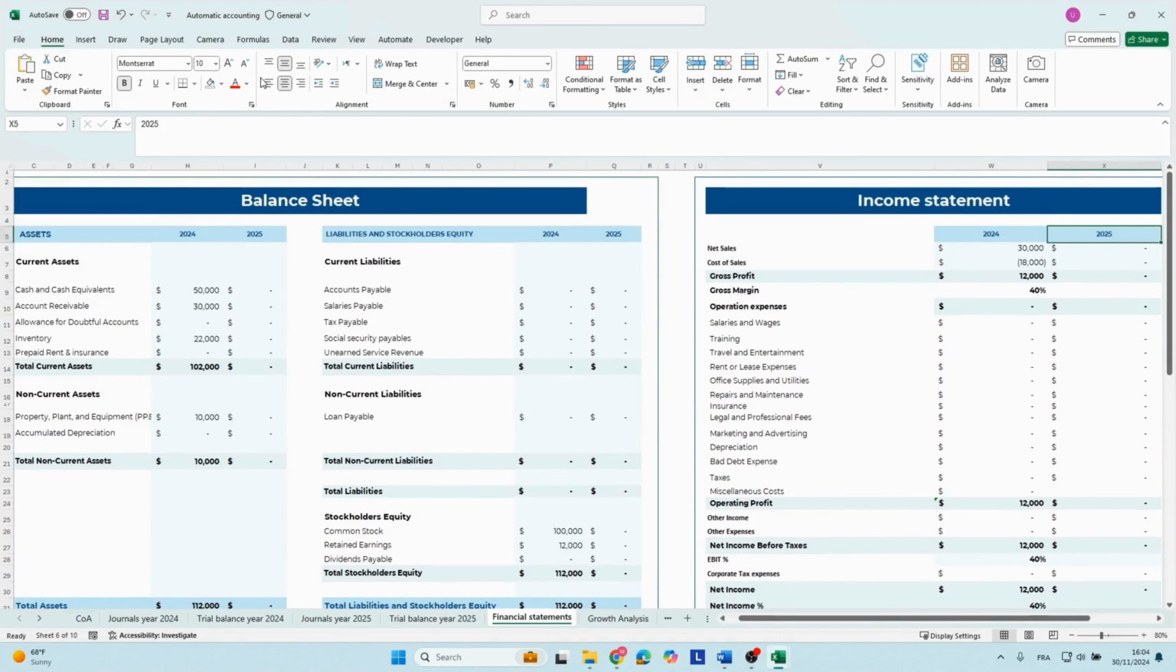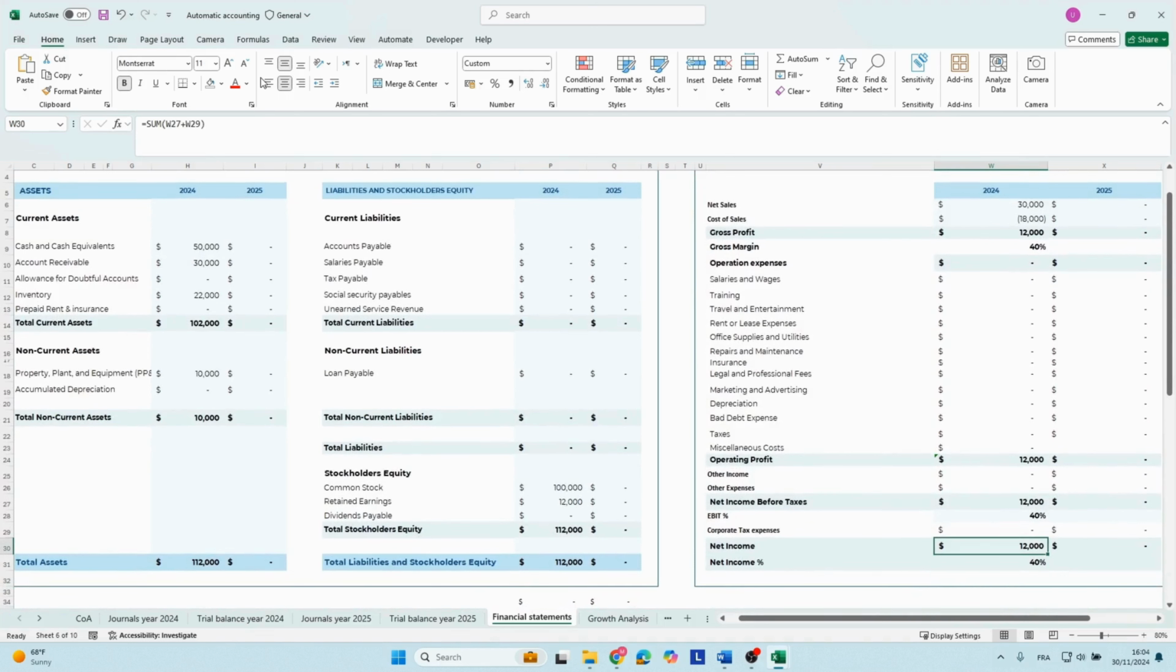Let's look at the income statement. We have net sales of 30,000, cost of goods sold of 18,000, and we get a profit of 12,000. Then gross margin is 40%. There are no operation expenses incurred. Our operation profit is 12,000. Then other income or other expenses. Now we have net income before taxes of 12,000. Corporate expenses, there are no expenses right now. We will do that at the end of the year when we do the adjustment. Our net profit is 12,000, reported directly here in this case.